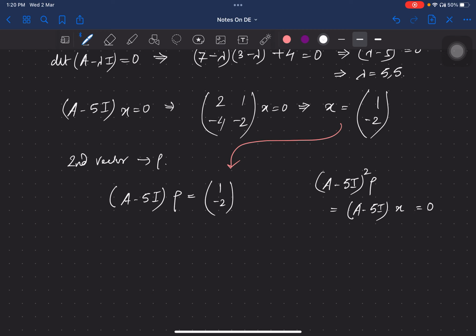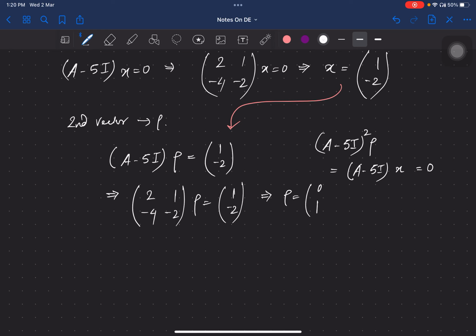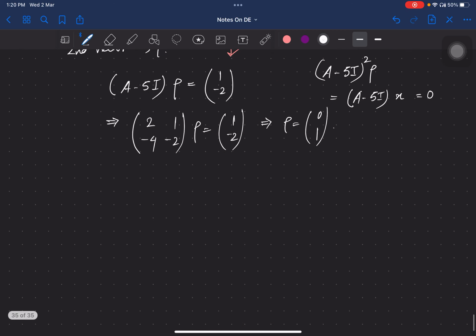If the algebraic multiplicity and geometric multiplicity are not equal, then we'll have to find a generalized eigenvector. Okay, so this gives us [2, 1; -4, -2] rho equal to (1, -2). That's fine. So you can check that rho is nothing but (0, 1). So once you have the generalized eigenvector, then you can write down the general solution of the system.